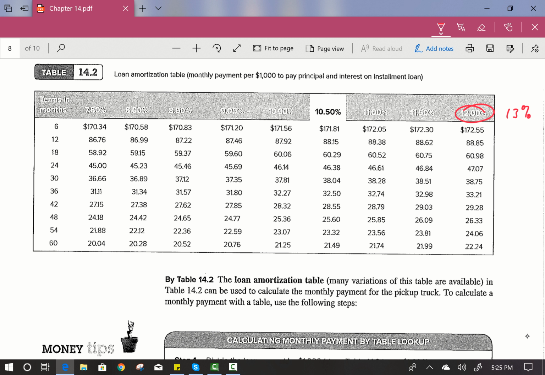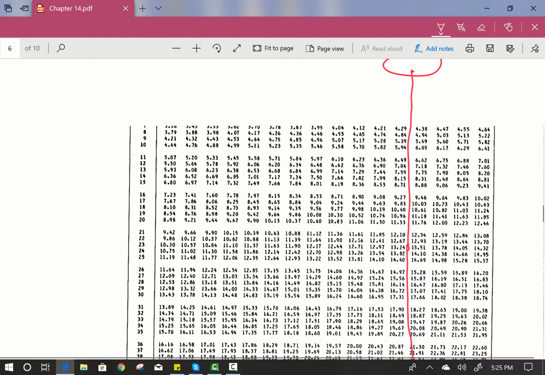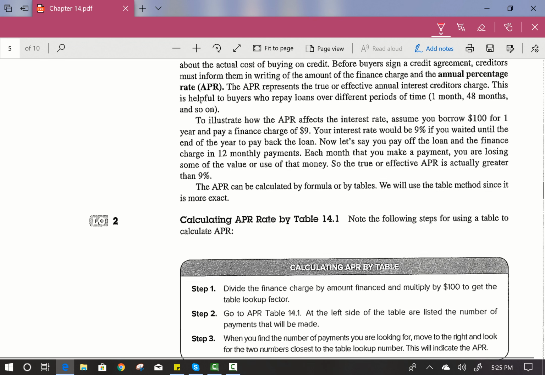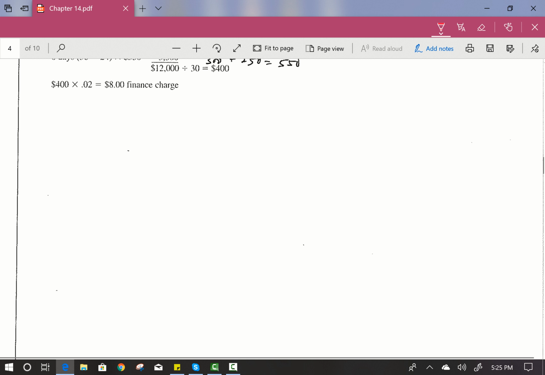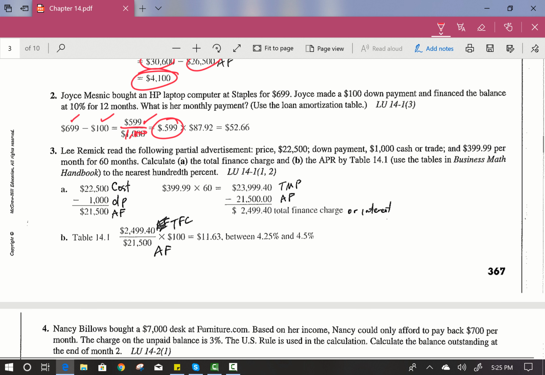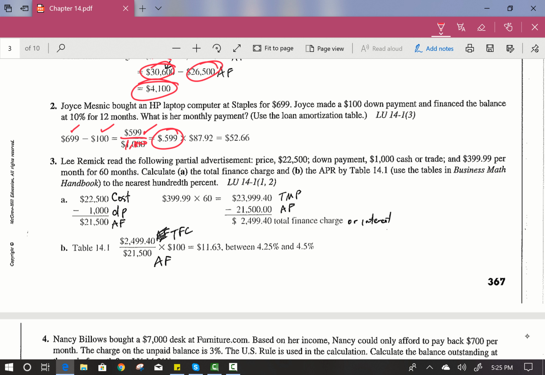Okay, 10% for 12 months. We're going to find that corresponding factor, and that is 87.92. Okay, 87.92 times the 0.599 gives you the monthly payment of $52.66.